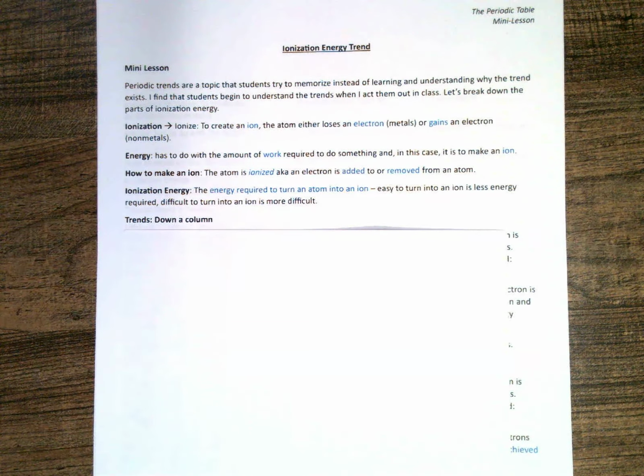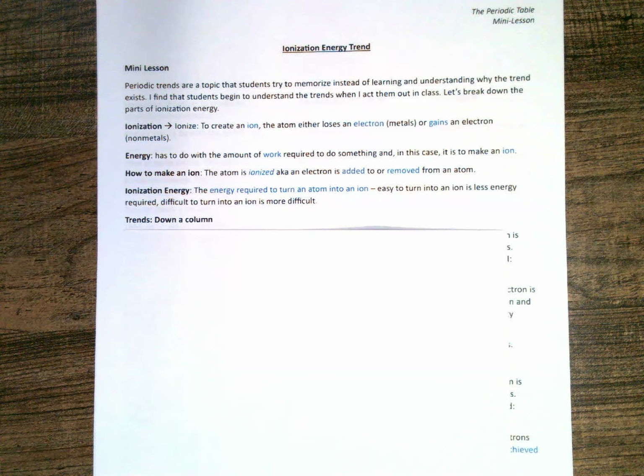So we start by breaking down ionization energy, the words. We talk about, what does ionization mean? Well, let's find out what the root is. Ionize is in there. Well, ionize is to create an ion. And we talk about, how do you get ions? What is an ion? Well, that's when an atom either loses an electron, like metals, or gains an electron, like nonmetals. So we talk about that.